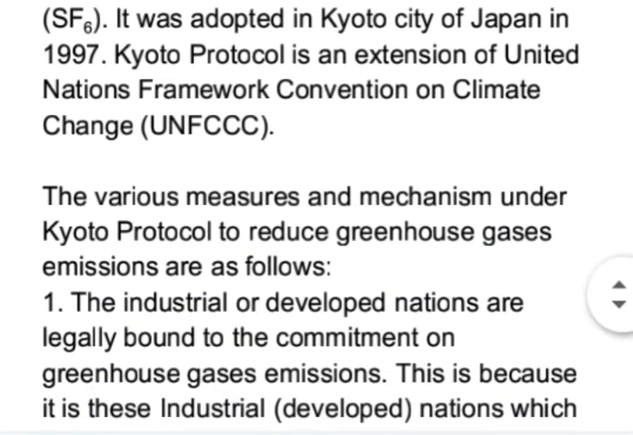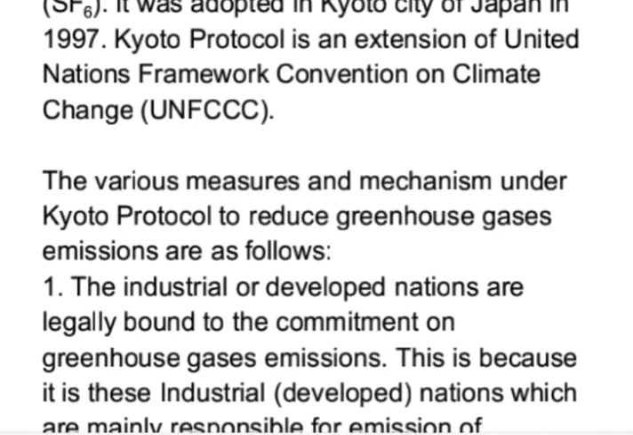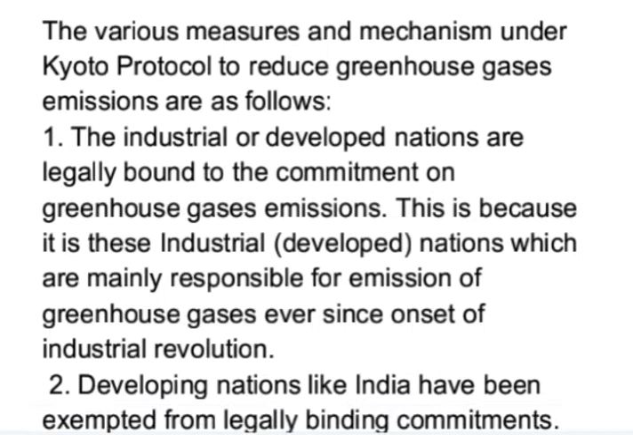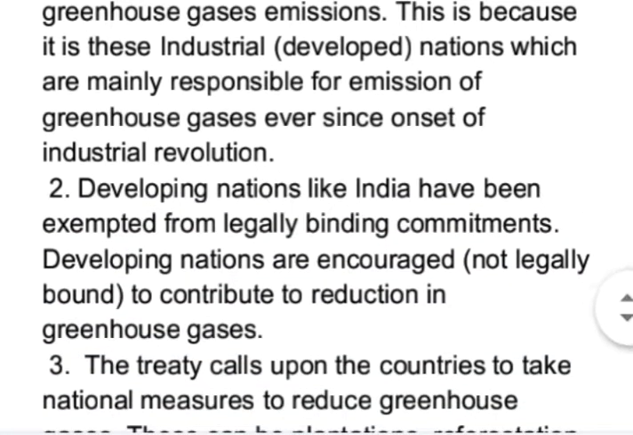The various measures and mechanisms under Kyoto Protocol to reduce greenhouse gases emission are as follows. The industrial or developed nations are legally bound to commitment on greenhouse gases emissions. This is because it is these industrial or developed nations which are mainly responsible for emission of greenhouse gases ever since onset of industrial revolution. Developing nations like India have been exempted from legally binding commitments. Developing nations are encouraged, but they are not legally bound, to contribute to reduction in greenhouse gases.